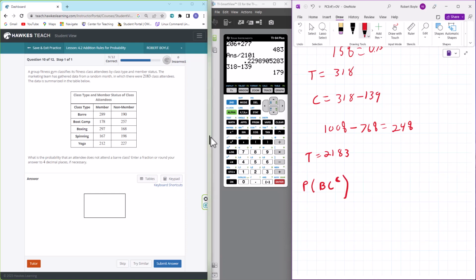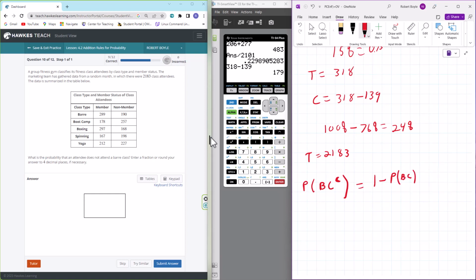Now, once again, we could find the probability of all the attendees attending boot camp, all the attendees in boxing class, spinning and yoga, and add them all up. Or we can just find the probability of all the attendees attending bar class and use the complement rule, which is the probability of its complement is equal to 1 minus the probability of the set in question.